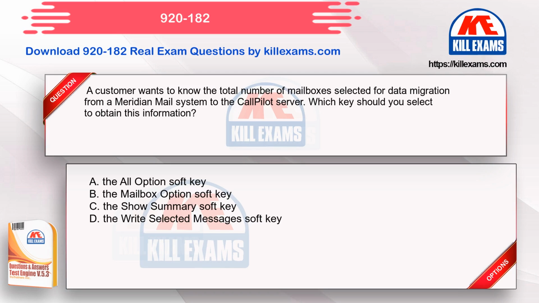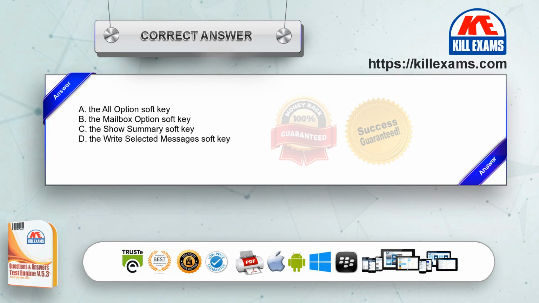Option A. The All Option soft key. Option B. The Mailbox Option soft key. Option C. The Show Summary soft key. Option D. The Write Selected Messages soft key. The correct answer is option C.